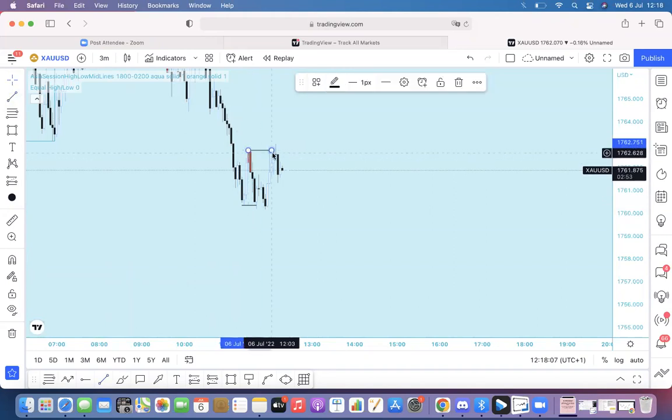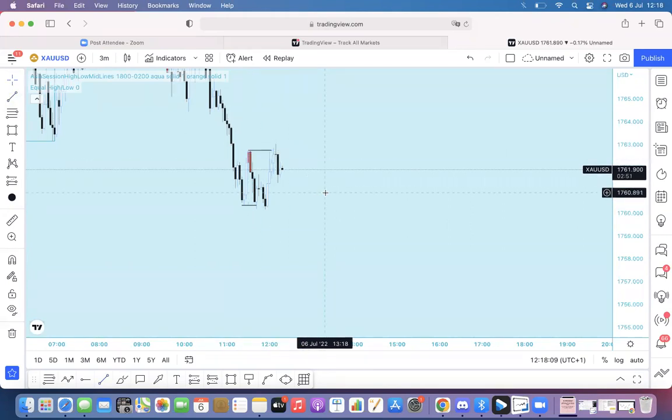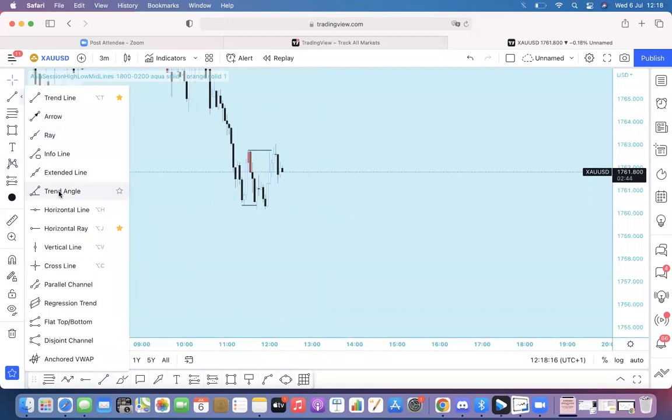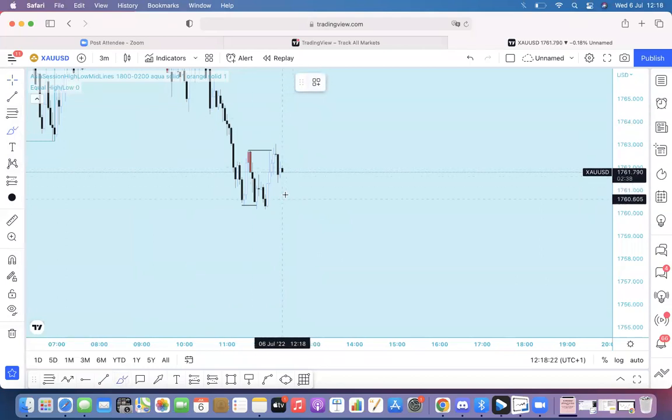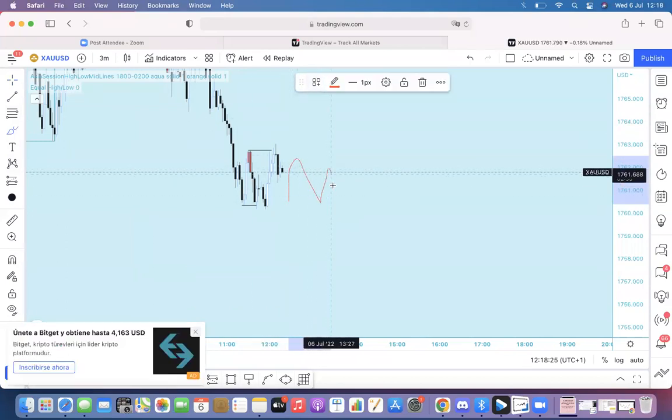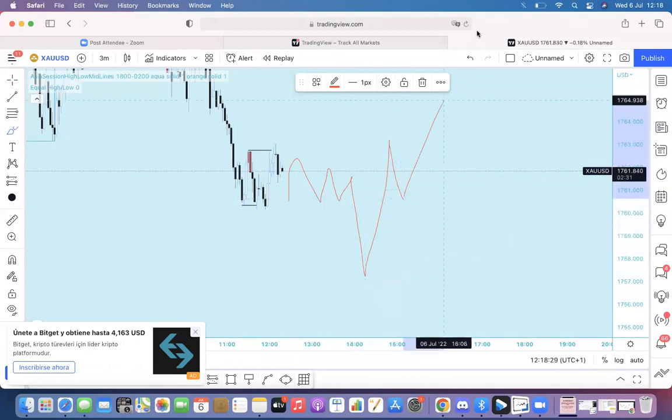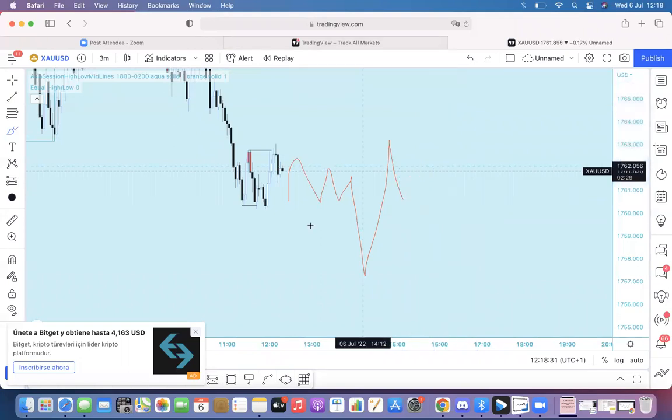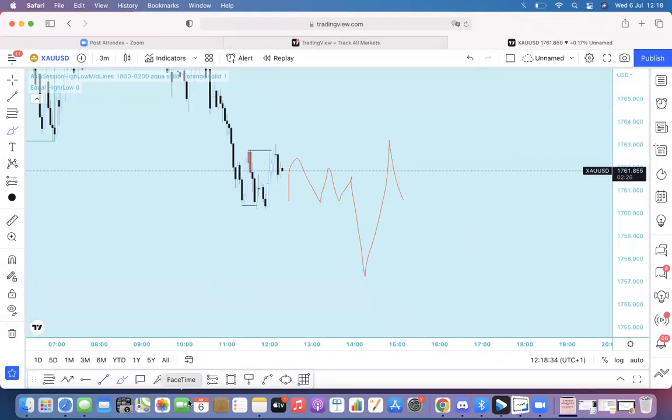I would say that overall, this is not a very strong confirmation because I would prefer to see a stronger manipulation. Let me see right here, a stronger manipulation. So for example, a range created, a manipulation and a change of direction in order to continue for buys. But however, this is what we are looking for, basically.